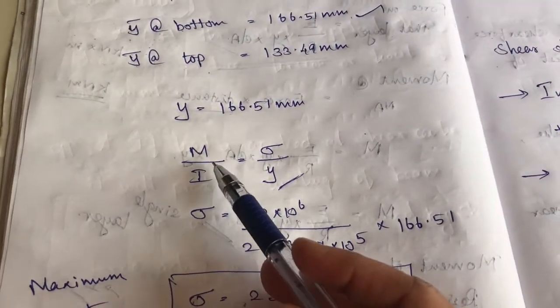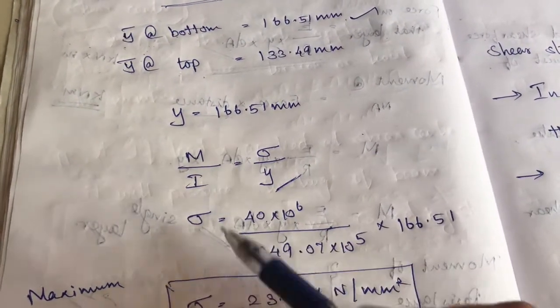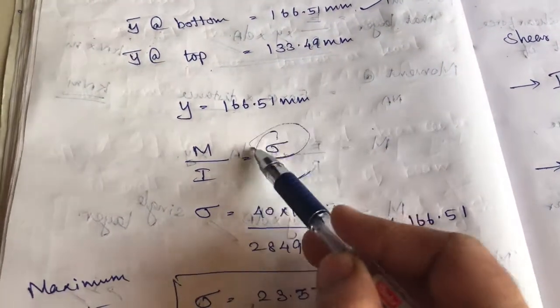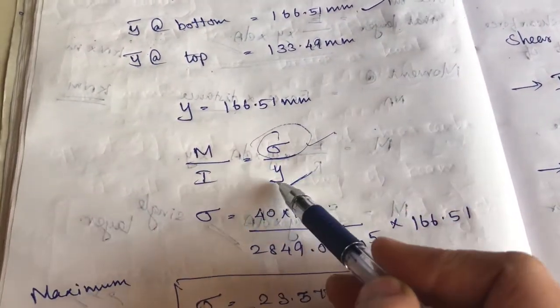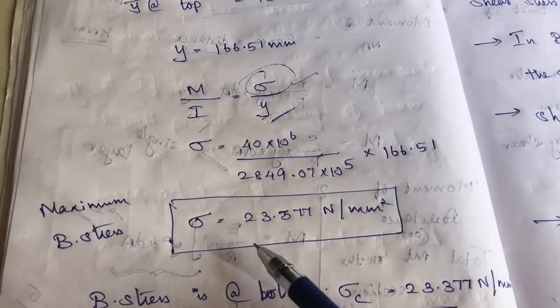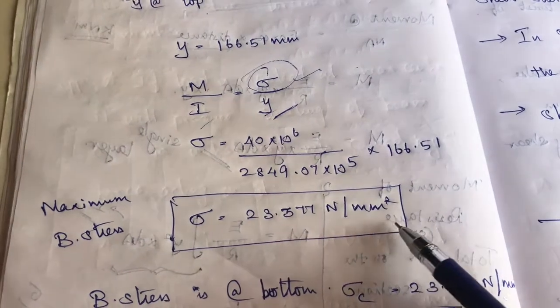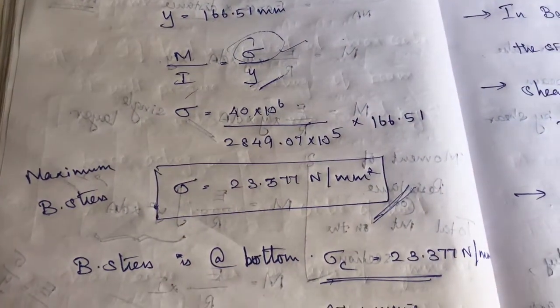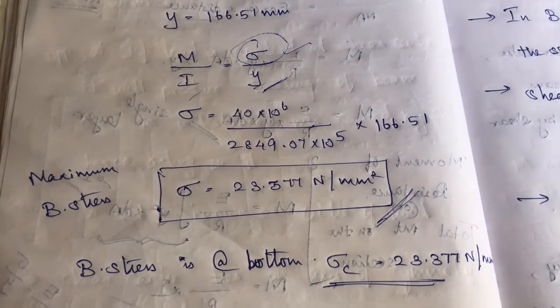M we know, because they have given the bending moment, so 40 into 10 power 6. Okay. From this we just need to find the stress. We know Y, I and M. Just substitute all the values, you will get 23.377 Newton per mm square. So this is the bending stress, the maximum bending stress.